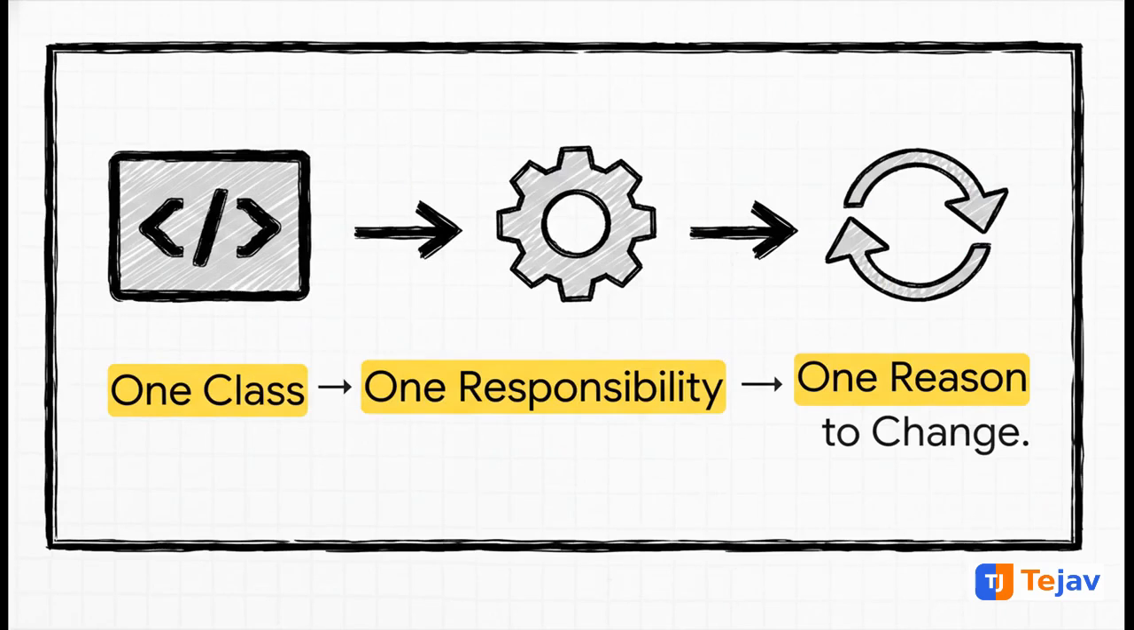So let's just lock this in one final time. This little formula is all you need to remember. One class should have one responsibility, which means it has one reason to change. As you're coding, just ask yourself, does my class follow this formula? If it does, you're on your way to writing really solid professional code.